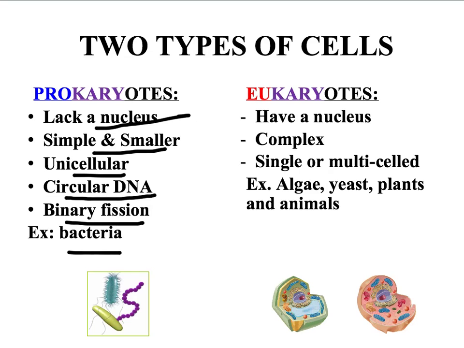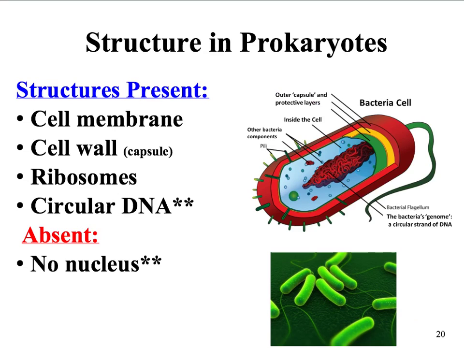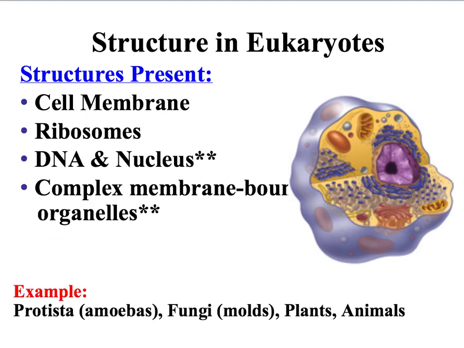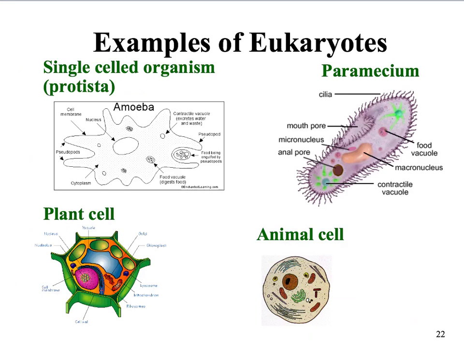On the other hand, eukaryotes have a nucleus. They're very complex. They can be one cell or made of many cells, and examples of them are algae, yeast, plants, and animals. All prokaryotes have a cell membrane, a cell wall, ribosomes, circular DNA, but no nucleus. In eukaryotes, we can also find cell membrane, ribosomes, DNA, but they do have a nucleus, and they do have complex membrane-bound organelles. An example of those would be protists or amoebas found in pond water, fungi like molds, plants, and animals. Examples of eukaryotes also include parameciums, which are found in pond water, just like amoebas.